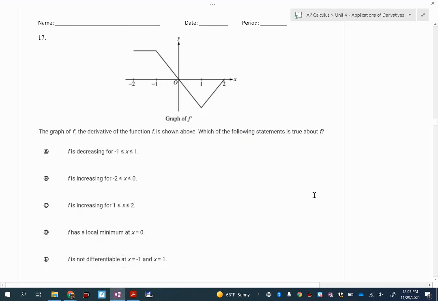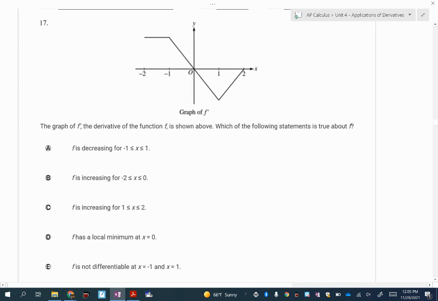All right, guys. So we're on number 17 here, and they give us the graph of f prime of x. That's one of those things that it might be trying to trick you here. So always make sure you know what you're looking at. Are you looking at the graph of the original function? Are you looking at the graph of the derivative? Make sure you know what you're looking at, okay?